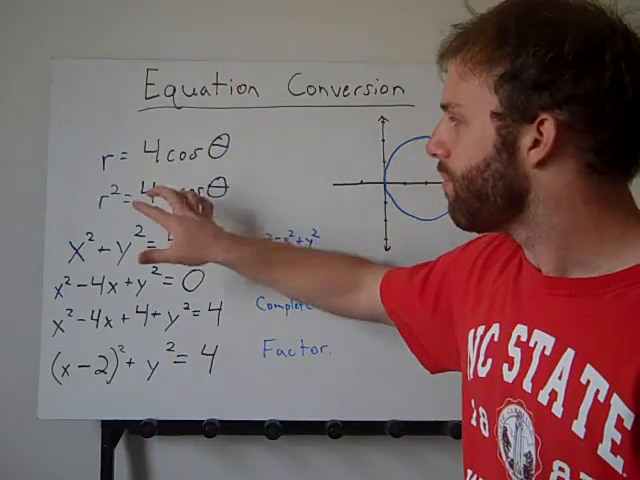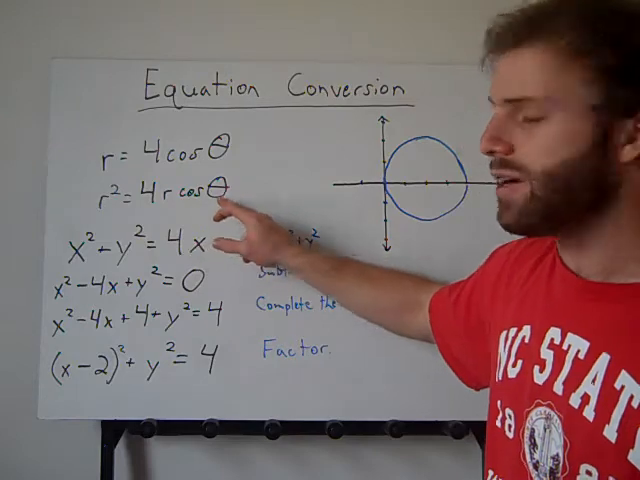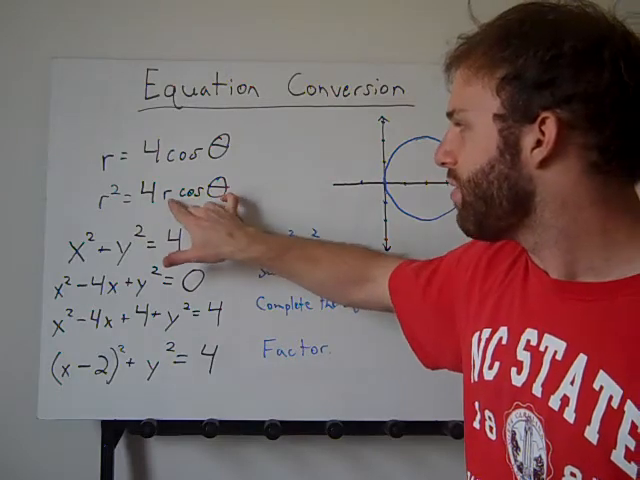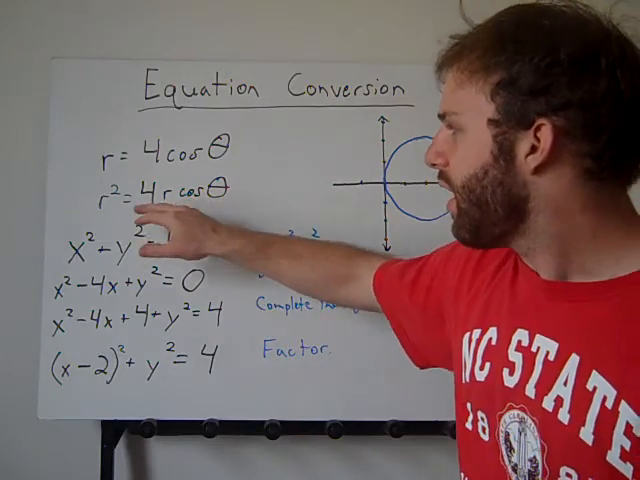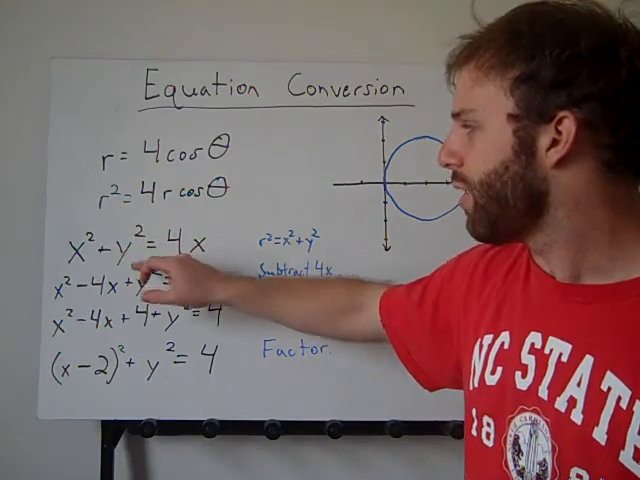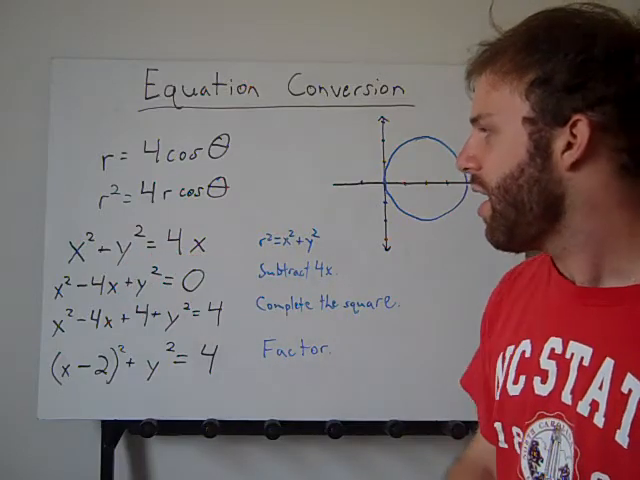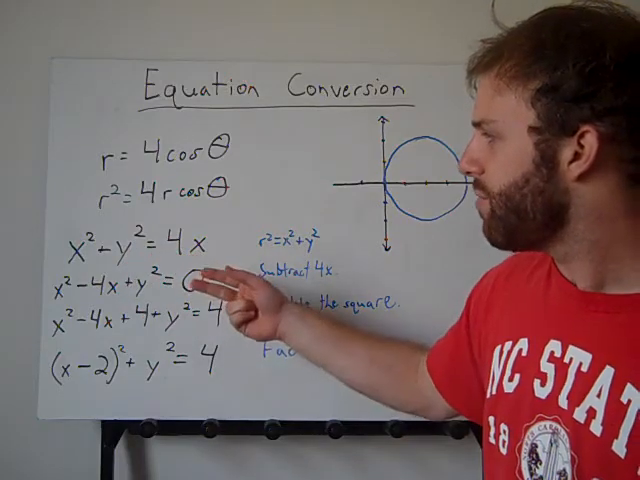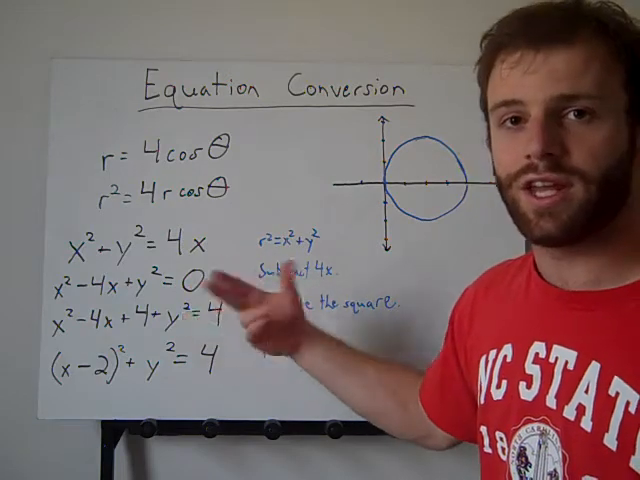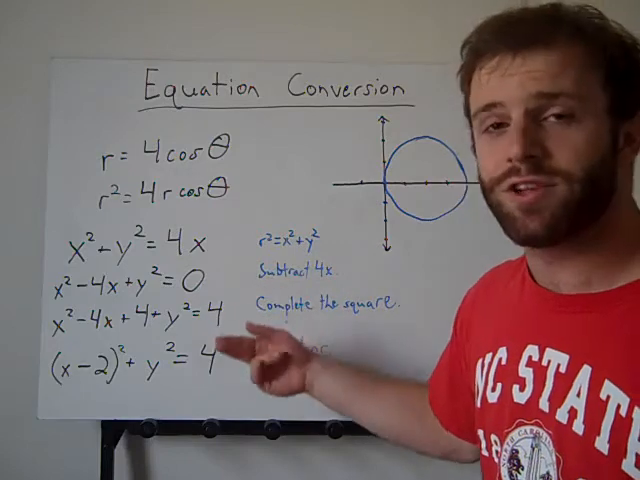We're going to multiply each side by r, giving us r squared over here and 4r cosine of theta. Now we can put an x in place of the r cosine of theta, and right here r squared is actually going to be x squared plus y squared. So we end up with x squared plus y squared equals 4x. That's what we want as far as getting it in terms of x and y, but we can move some things around here and make this equation a little prettier.